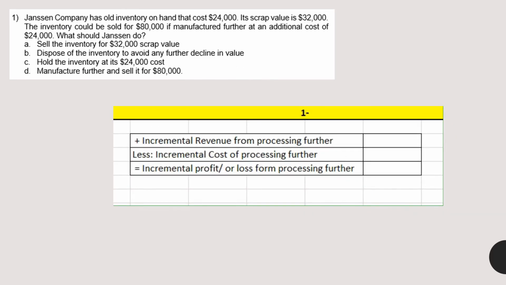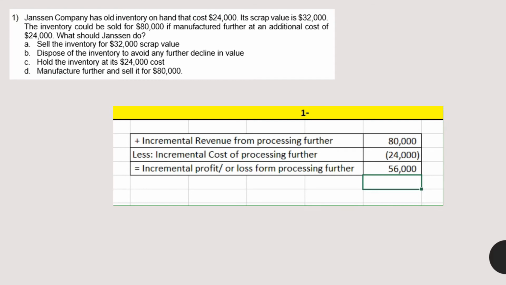Alright, we have this situation where Jansen Company has old inventory on hand that costs $24,000. Its scrap value is $32,000. It could be sold for $80,000 if it's manufactured further at an additional cost of $24,000. What should they do? What we want to do in this situation is look at the incremental revenue. So we're told that they can make $80,000, and it would cost them $24,000 to manufacture that. So the income or profit from processing further would be an additional $56,000.